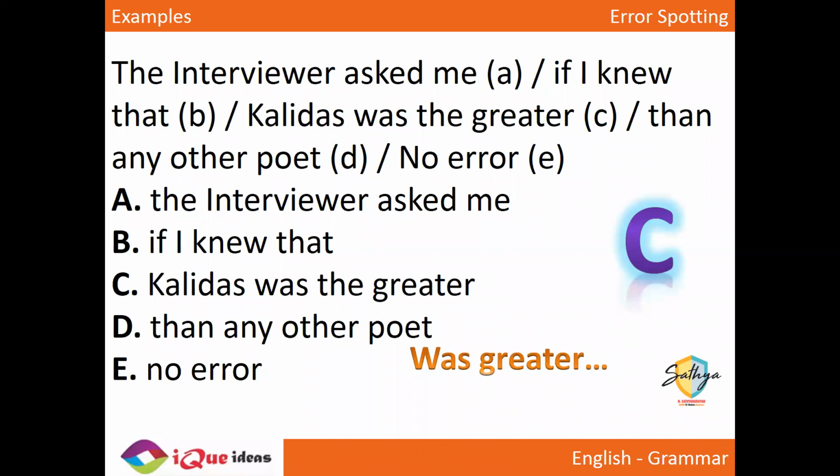If you want to keep the, then you will have to say Kalidas was the greater man than any other poet, or Kalidas was the greater person than any other poet. Greater should be an adjective to something else if the article the has to be used. Otherwise, for comparison simply remove the article the. ठीक है, चलो next one.